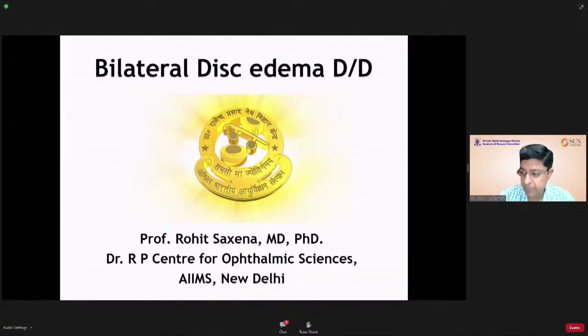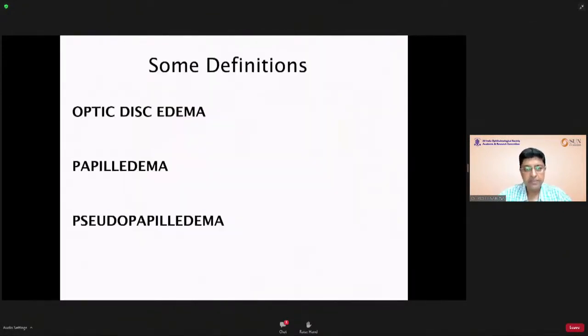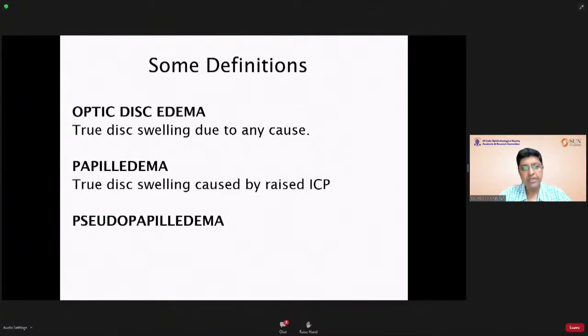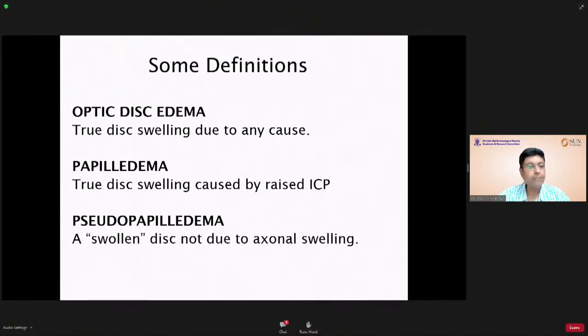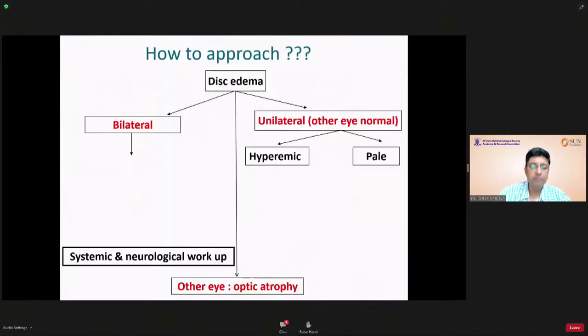I guess I'm audible. Yes. So I'll be talking on bilateral disc edema, and we'll start off with some definitions so that we know what we're talking about. Optic disc edema is true disc swelling due to any cause. Papilledema is true disc swelling caused by raised intracranial pressure. Although we often use these interchangeably, essentially if you use the word papilledema, you mean that there is a raised intracranial pressure. And pseudopapilledema is an apparently swollen disc which is not due to axonal swelling or any fluid accumulation in the disc. These are what we usually use as terminology.